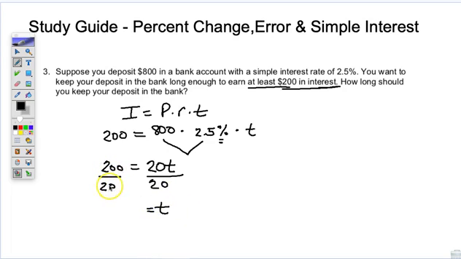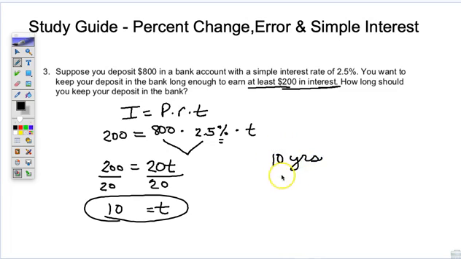200 divided by 20 is 10. 20 divided by 20 is our 1T. So you can see that it's going to take us 10 years in order to get $200 of interest.